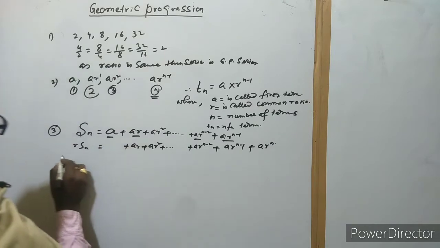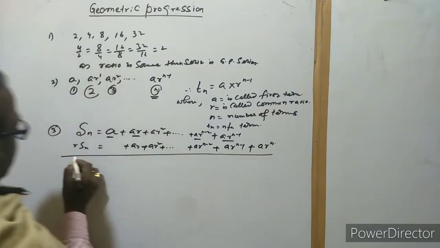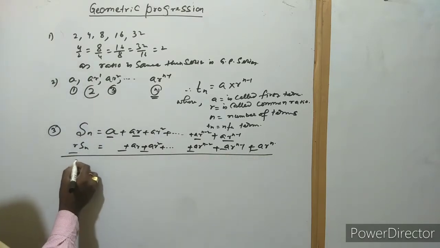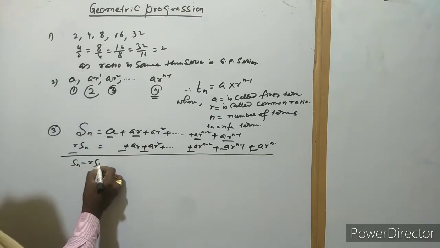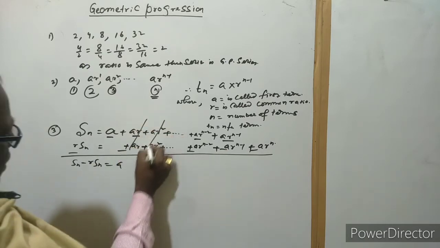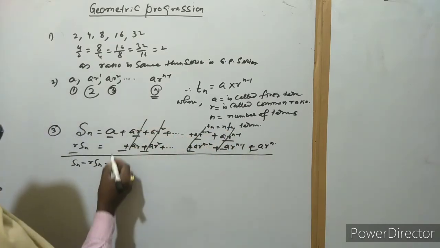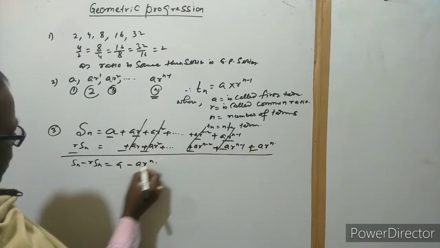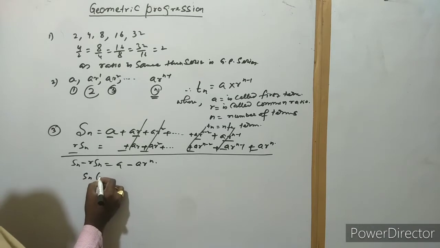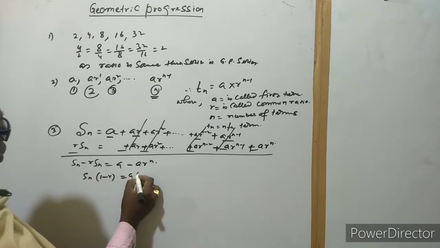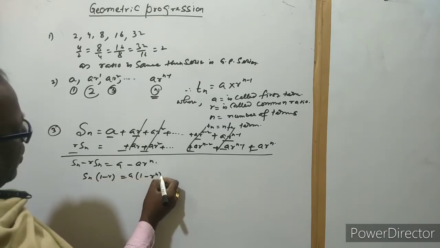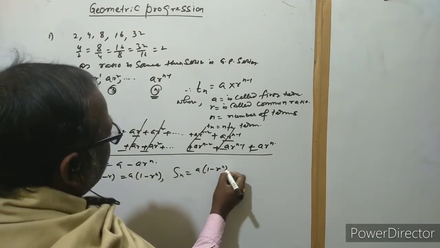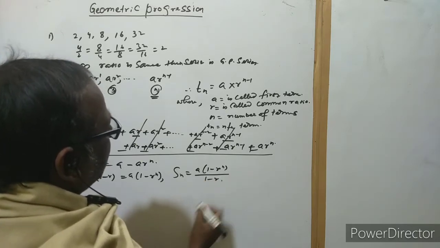Now subtracting the series without using the formula, what do we get? This is Sn minus r into Sn. All the terms are cancelled, so we are left with a, and minus a into r to the power n. Taking Sn common, this is 1 minus r, and taking a common, this is 1 minus r to the power n. So Sn is equal to a into 1 minus r to the power n by 1 minus r.